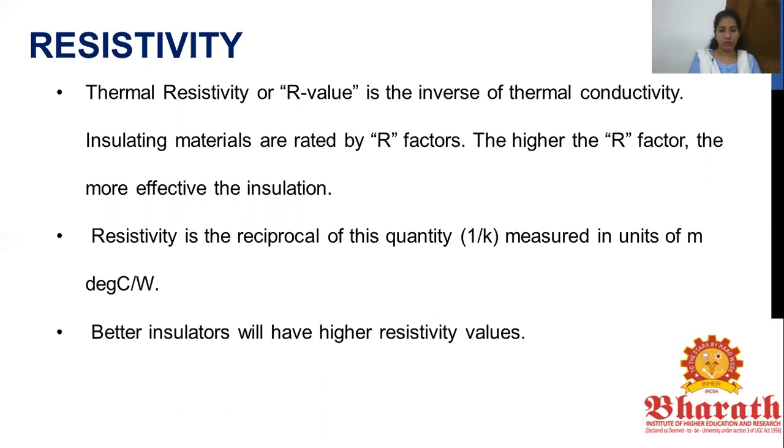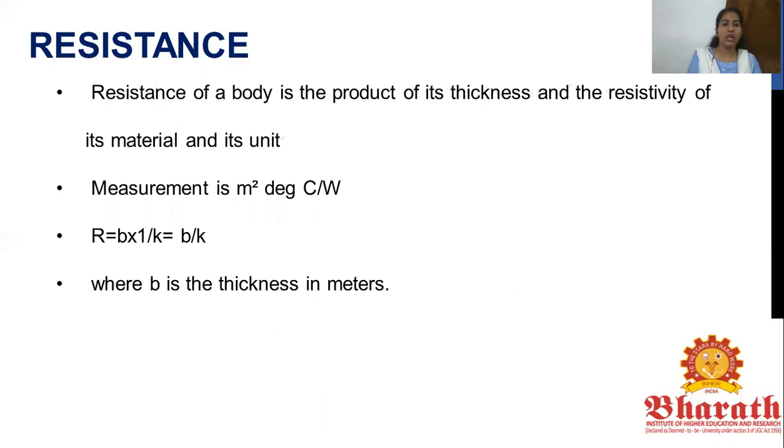Good conductors have good conduction, whereas good insulators have higher resistivity and low conductance. The resistance of a body is the product of its thickness and the resistivity of the material. So you're talking about what exactly the overall resistance is.